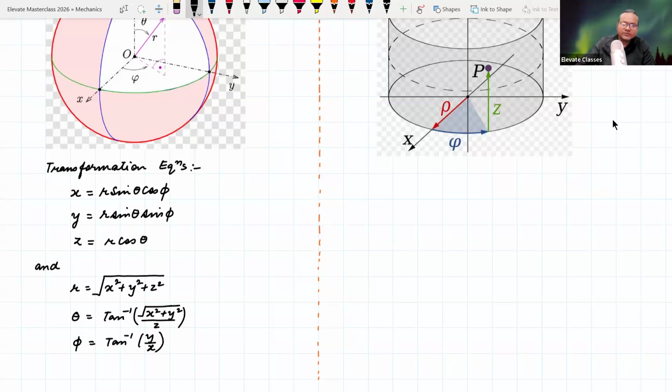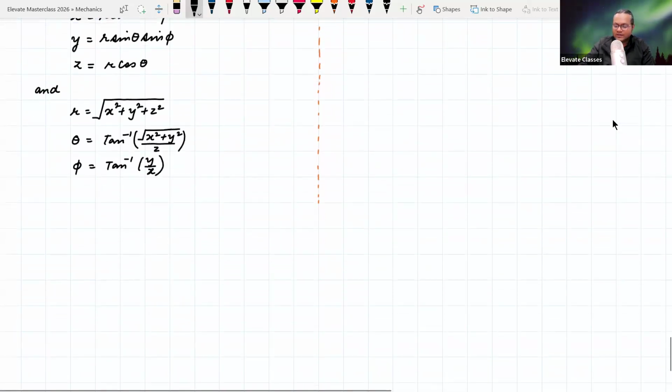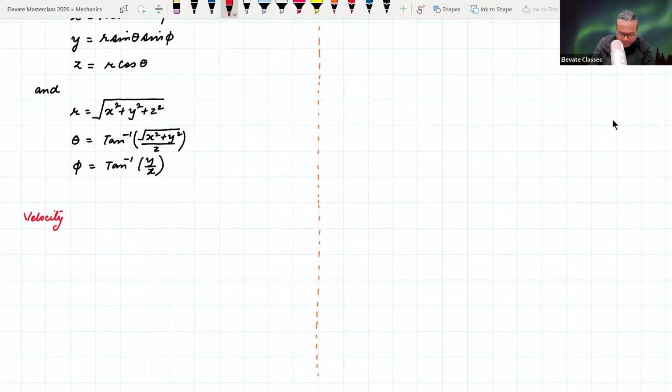Now these are mathematical transformation equations. You can keep them in mind, you can write them down in your formula sheets, but most importantly, I am interested in the velocity. Again, the procedure is the same as in the earlier case. Find a relationship between the time derivatives of r cap, theta cap, phi cap, then substitute that into the position vector, and take a time derivative of that position vector. You will get the velocity vector.